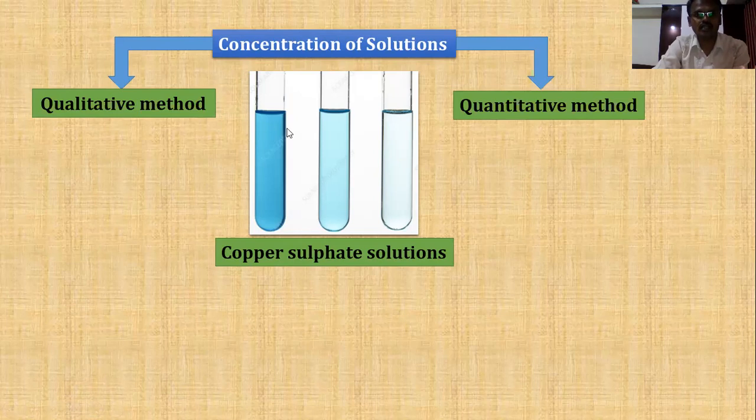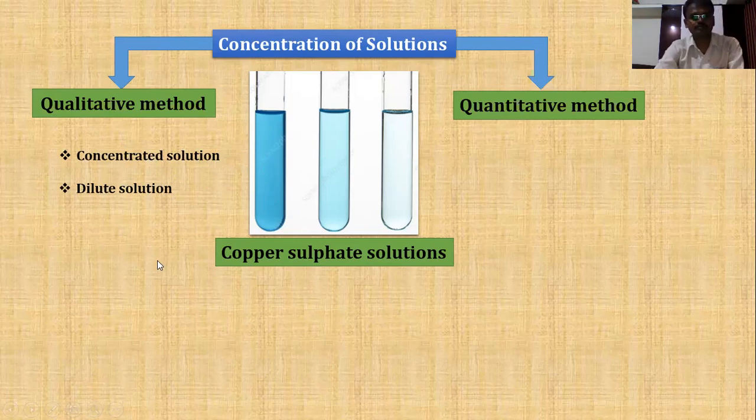Got it? Similarly, here also, the qualitative method will only tell you which is more, which is less. But quantitative will tell the exact amount of solute present in the solution. So in qualitative, we can compare the solutions and say which is more concentrated, which is less concentrated. The solution containing more amount of solute is called a concentrated solution. The one containing very little quantity is called a dilute solution.